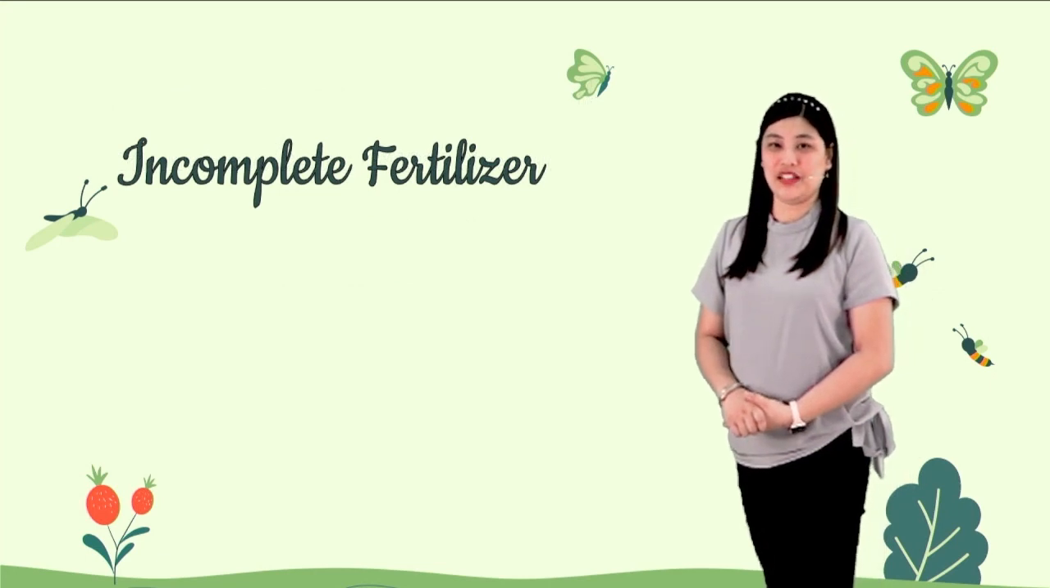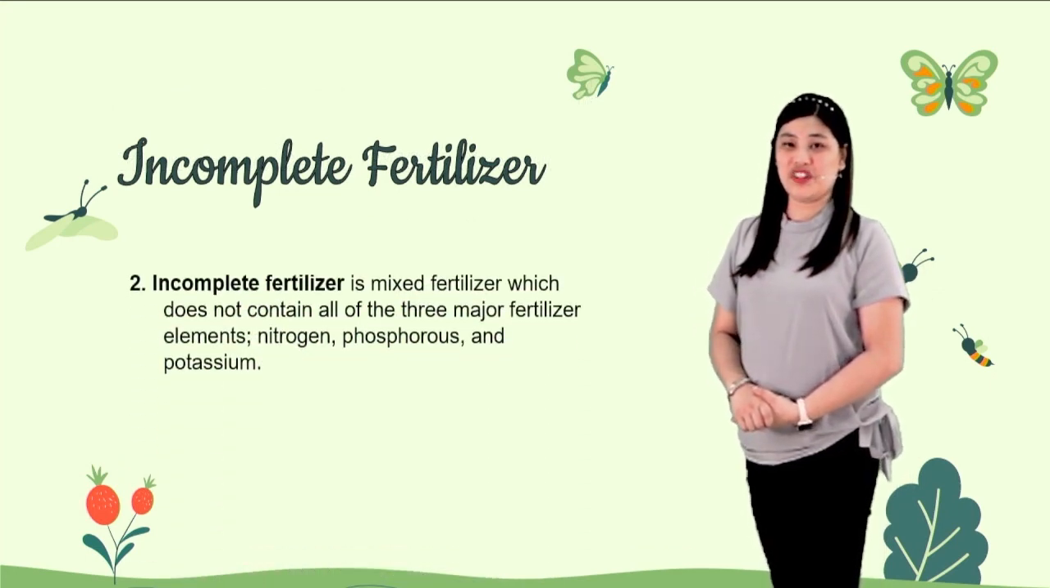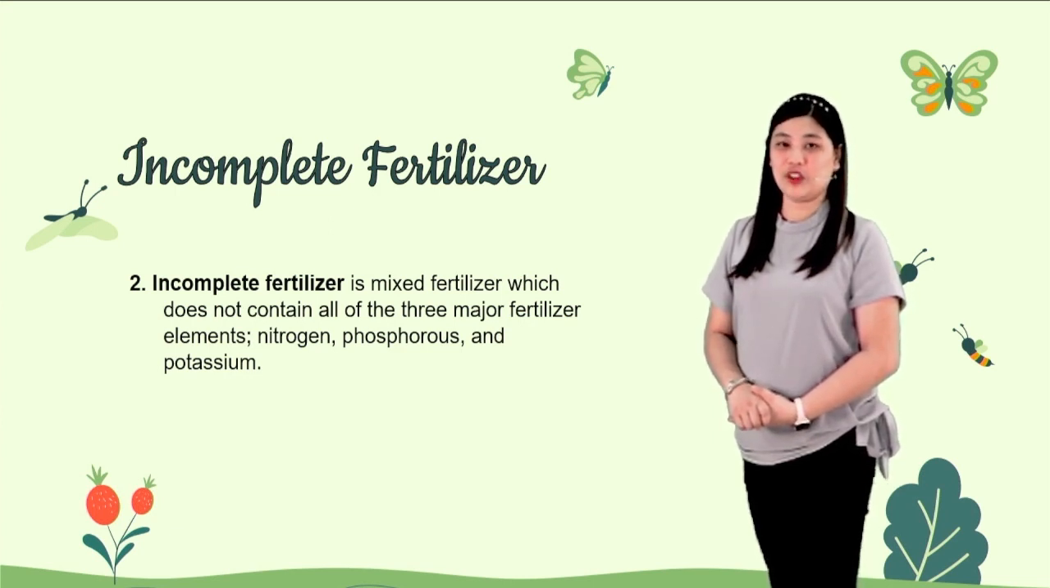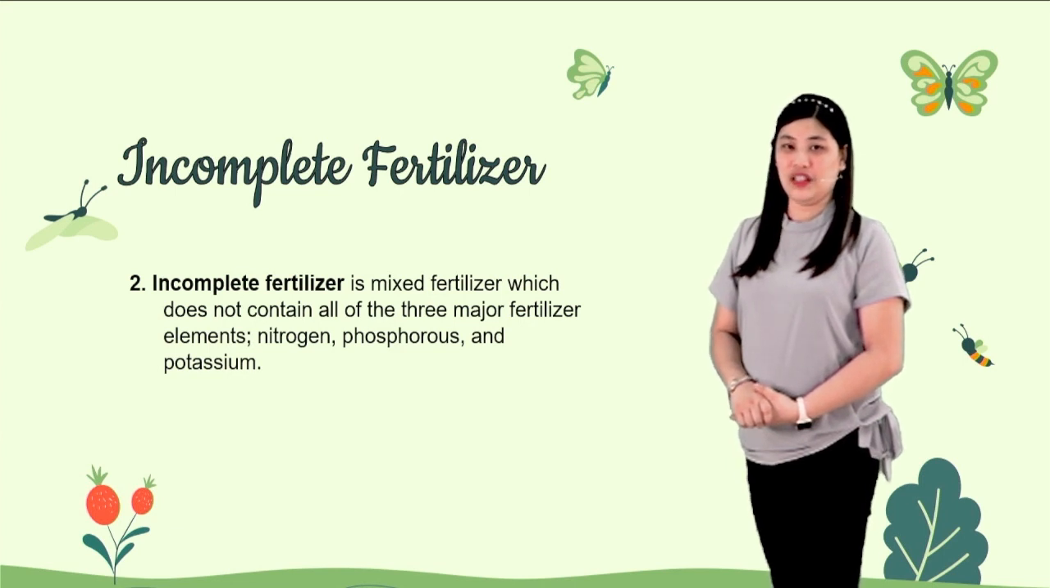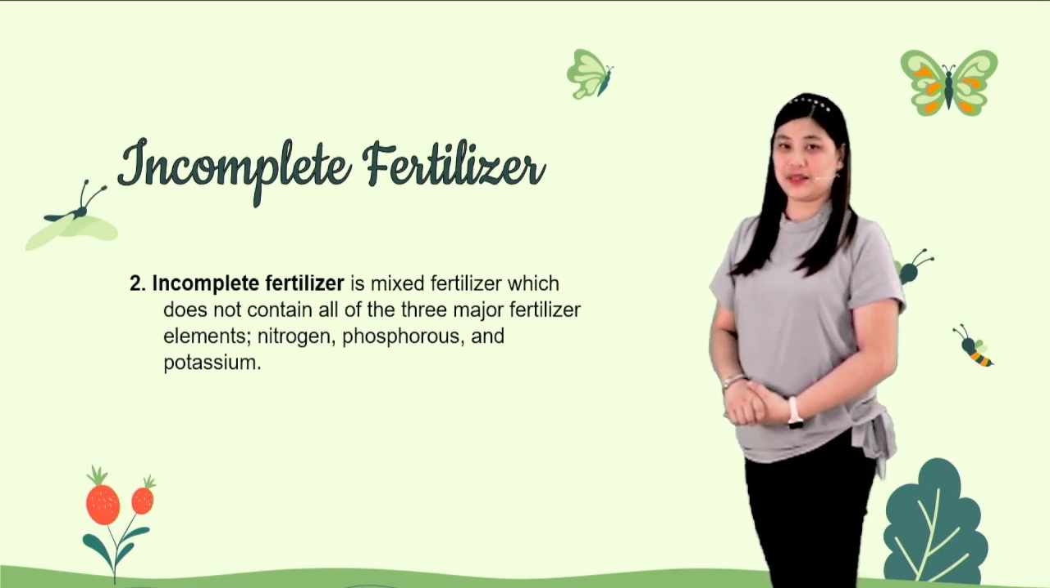Incomplete fertilizer is mixed fertilizer which does not contain all the three major fertilizer elements, nitrogen, phosphorus, and potassium. It contains only two major elements.